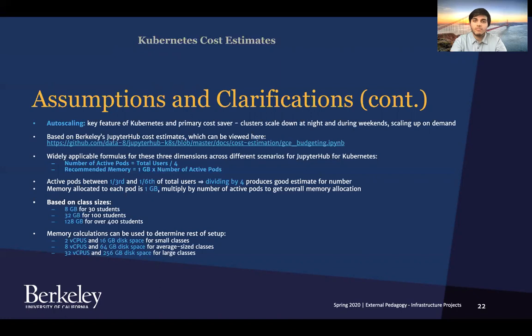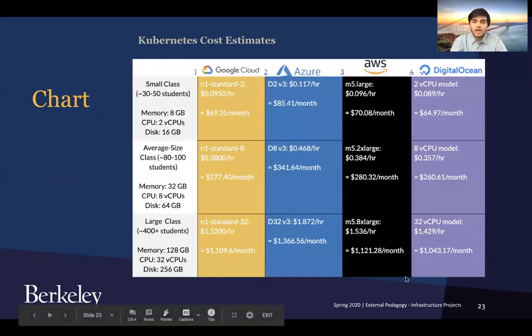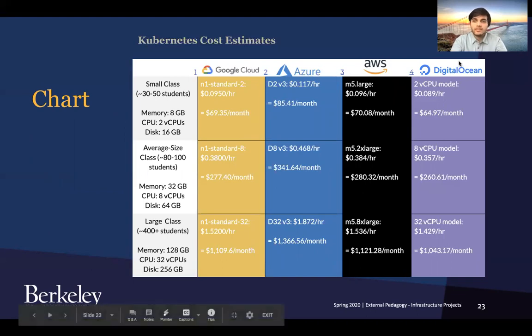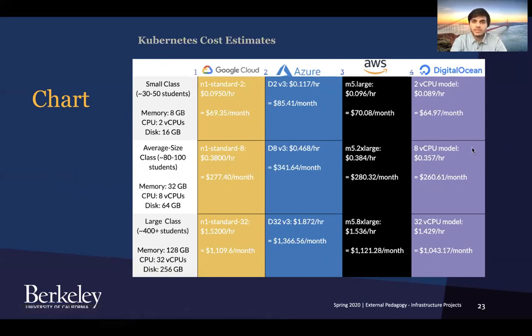And once we did that, we had pretty much the same sort of costs that we were looking for with Kubernetes. About 8 gigabytes for 30 students, 32 for 100, and 128 for 400. And we use memory calculations for the rest of the setup, as you can see there. And it's pretty much the same thing. So definitely cheaper than TLJH, at least in this case, when you're doing it at scale. And that's the key part here. It's that you're doing this at a much larger scale. And so that can range anywhere from $64 a month to $85, and so on and so forth, $260 to $341, and then $1,000 to almost $1,400.